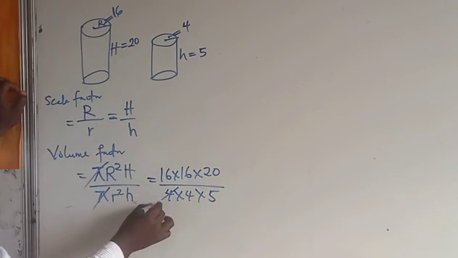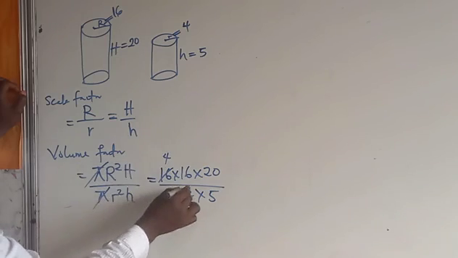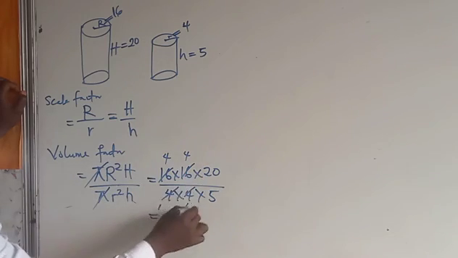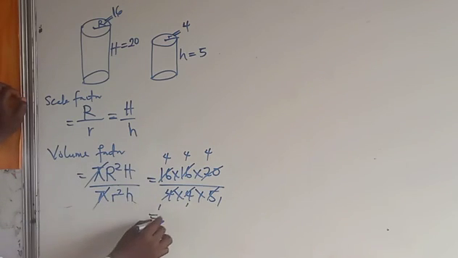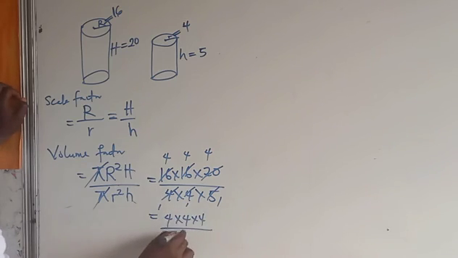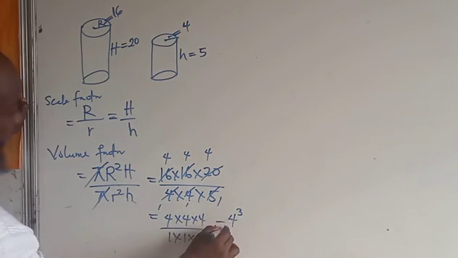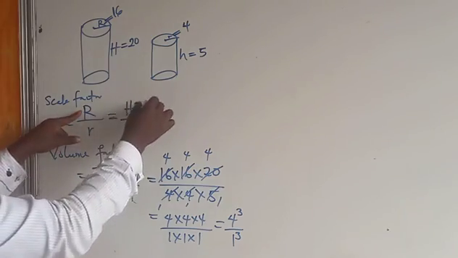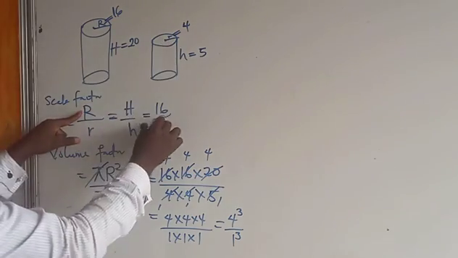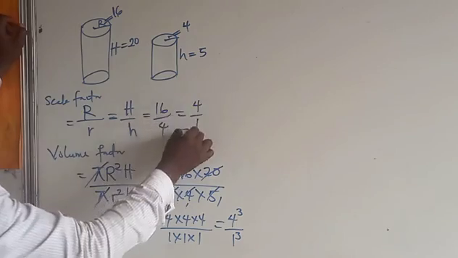So let's add it. 4 over 1, 4 over 4. 5 over 1, 5 over 4. So that means we have 4 multiplied by 4 multiplied by 4, divided by 1 multiplied by 1 multiplied by 1. So that gives 4 cubed divided by what? 1 cubed. So if you come to this place, the radius, which is 16 here, divided by here, this will give us 4 divided by 1.